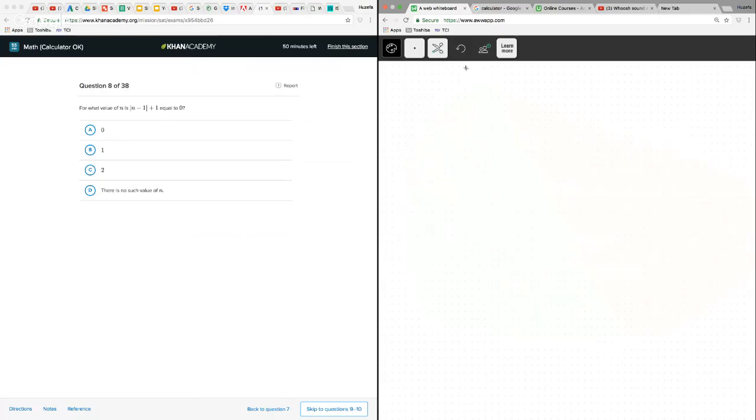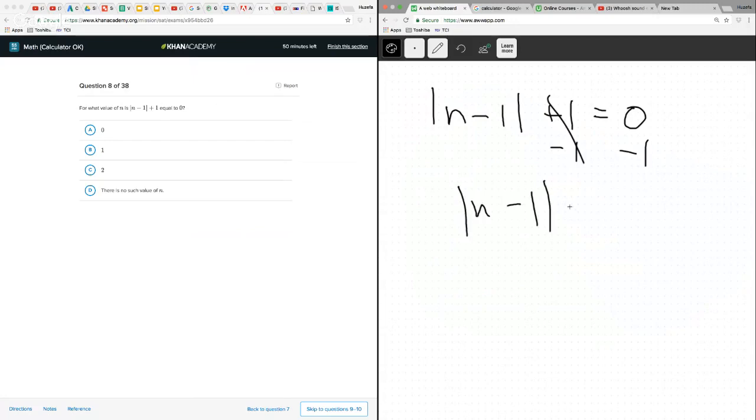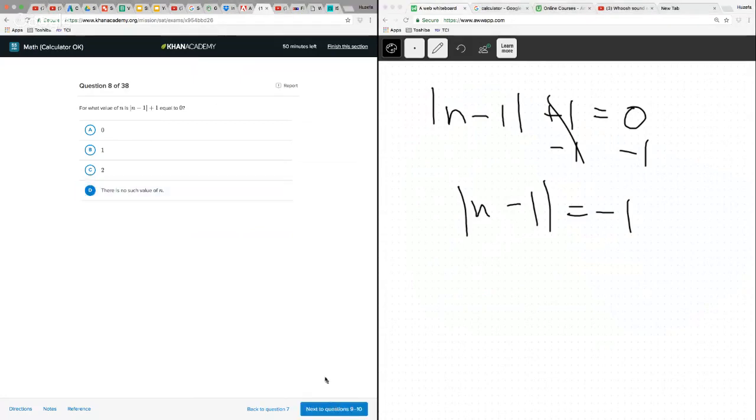For what value of n is the absolute value of n minus 1, plus 1, equal to 0? I can tell you right off the bat. Okay, here, watch. Let's isolate this. So what's going to happen is we're going to get absolute value of something equals a negative number. This is essentially impossible for real numbers because there's nothing that you can plug in here. Absolute value is the positive purifier. Everything that comes out is going to be positive. Therefore, it cannot equal negative 1. No such value. Simple as that.